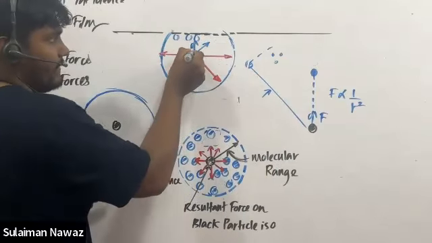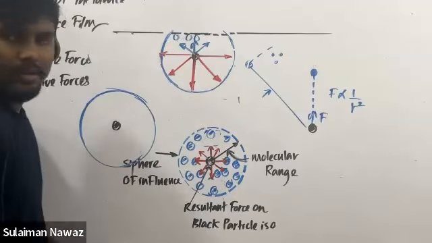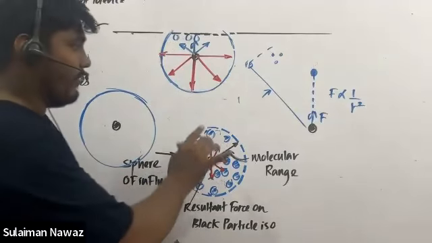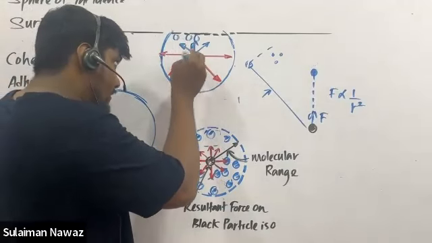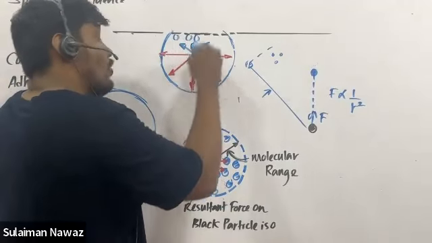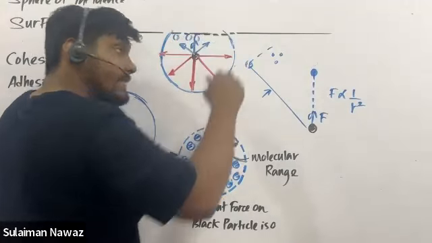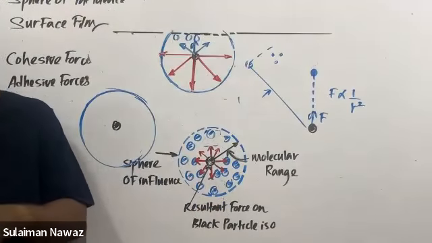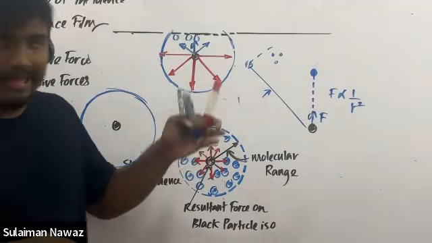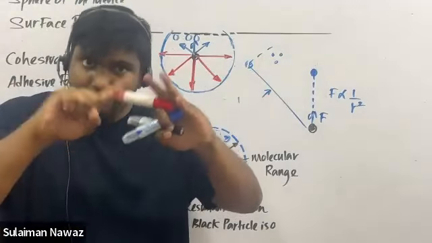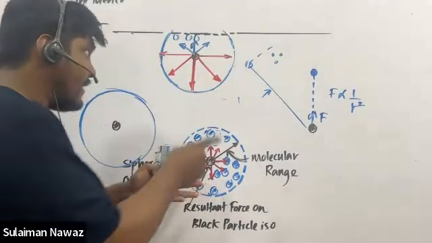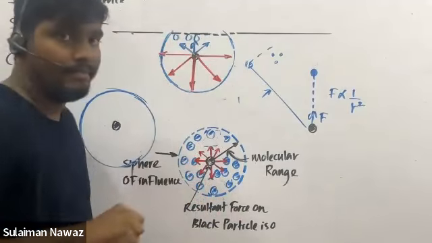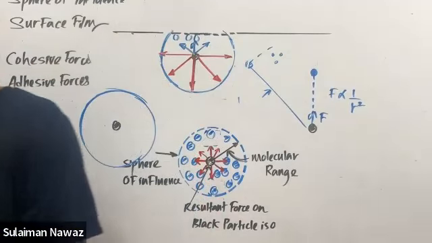In this type of case, when you consider this particle, you will understand. Do you think the resultant force acting on the particles closer to the surface of the liquid is zero? Someone reply. As this particle cannot make a perfect sphere of influence, do you think the resultant force acting on these particles will be zero? Reply in the chat box.